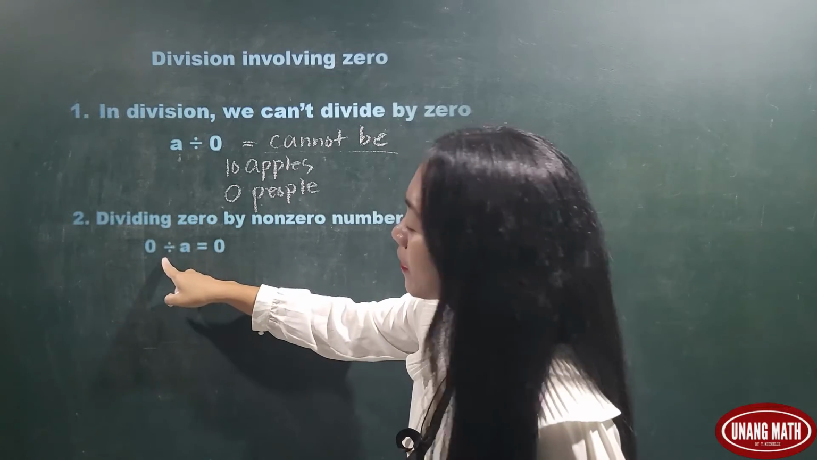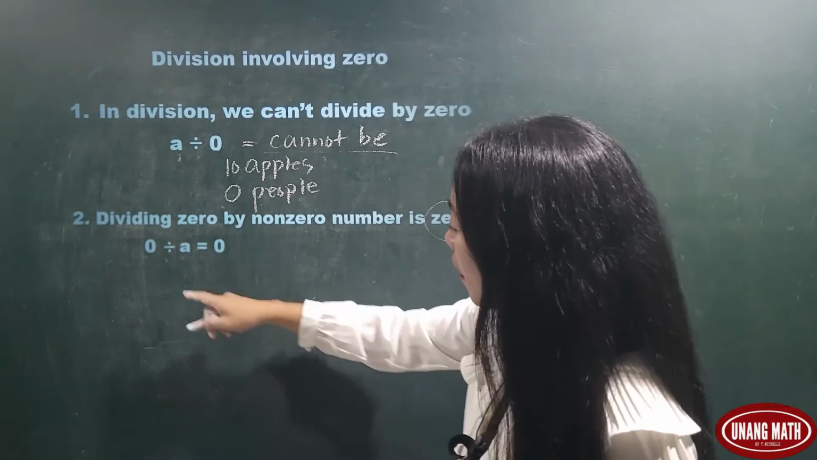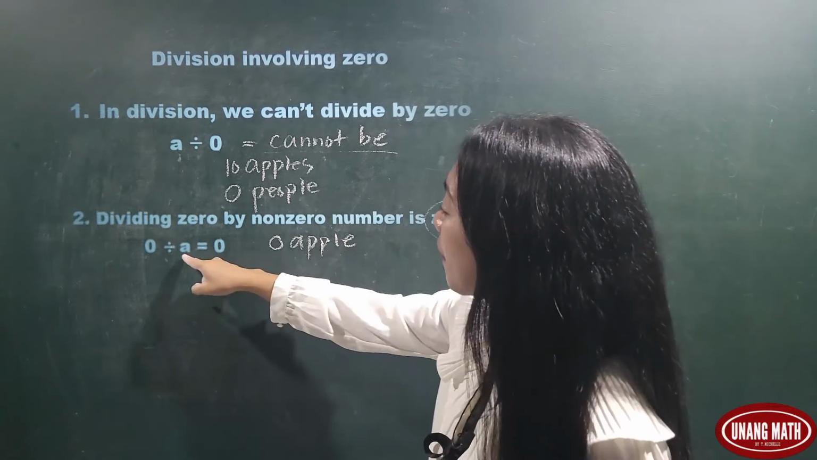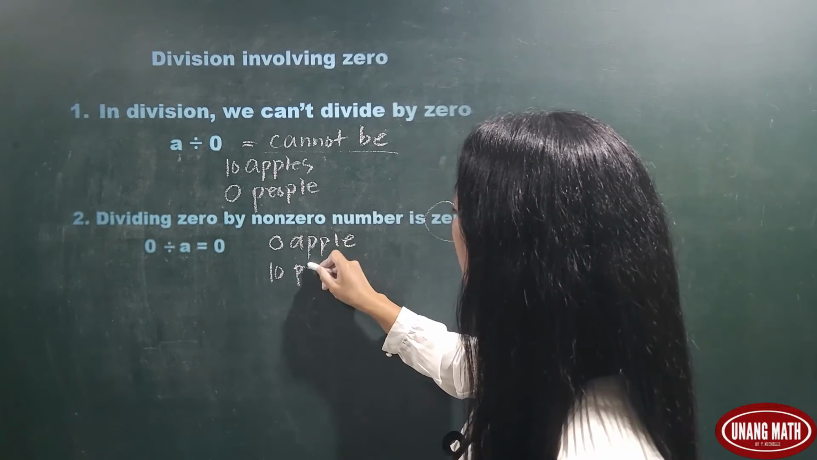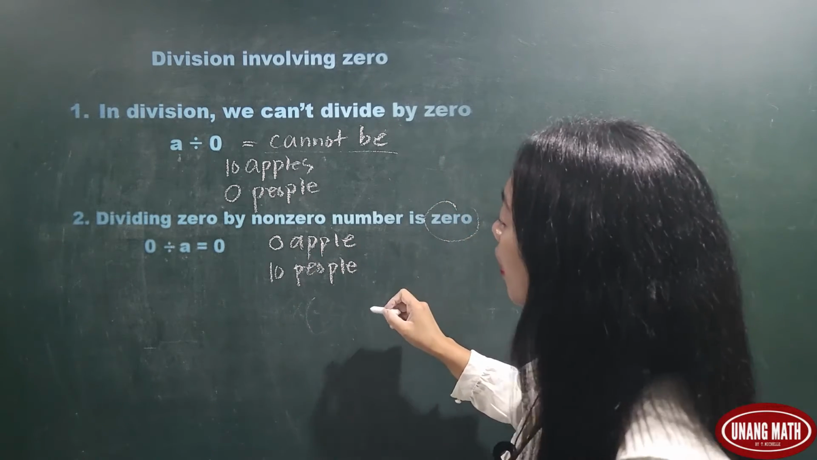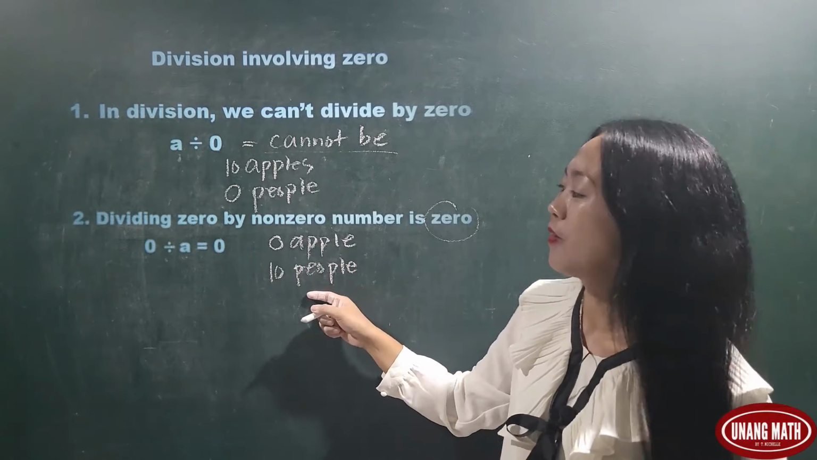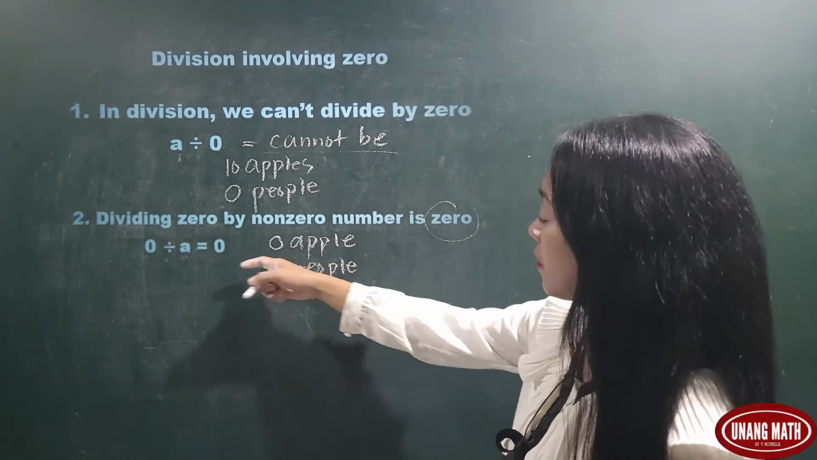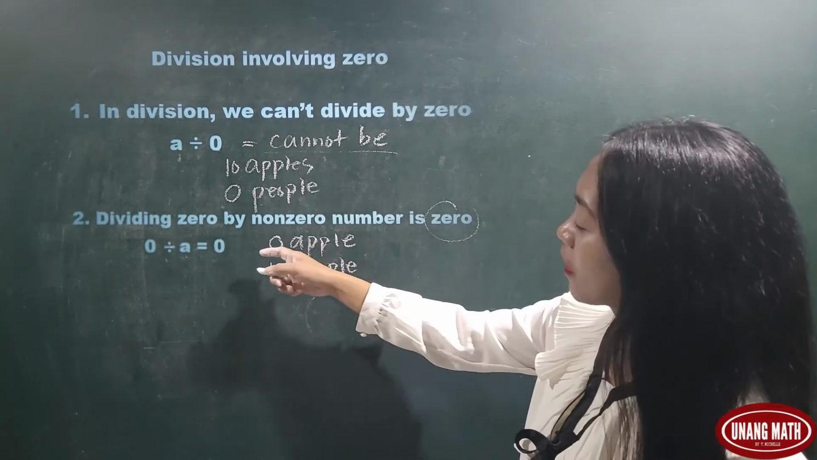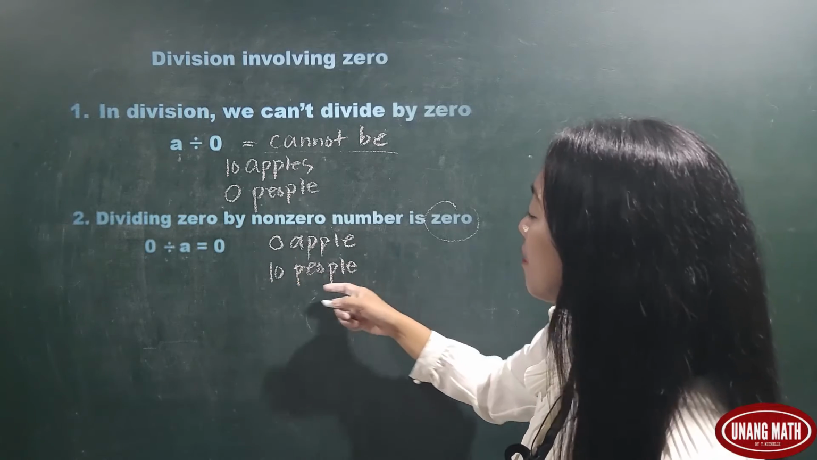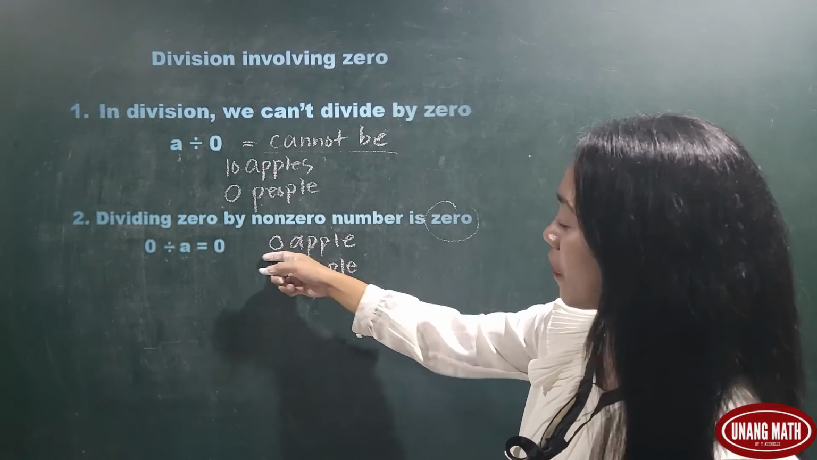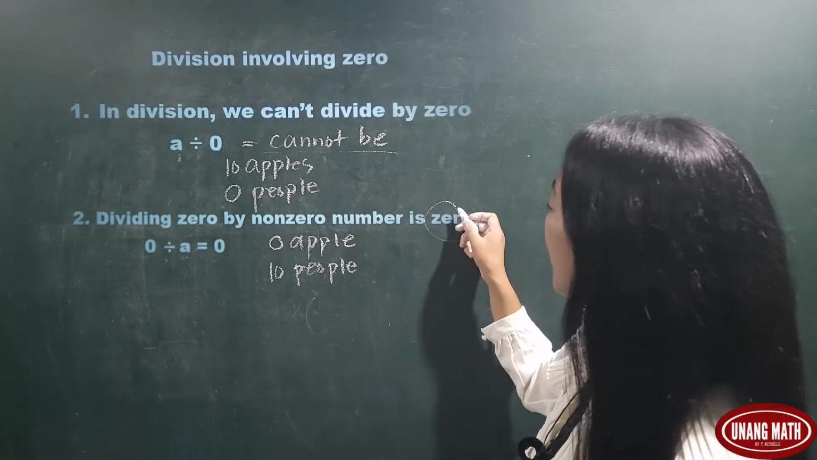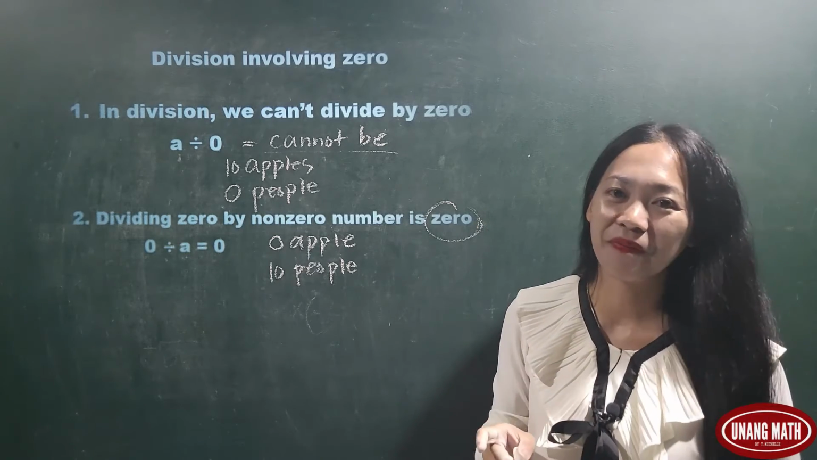Example, 0 divided by a number is equal to 0. Okay, let's say 0 apple divided by 10 people. Okay, 0 apple divided by 10 people. So each person receives 0 apple because there are 0 apples. So how can these 10 people receive if there are no apples? So dividing 0 by a non-zero number, the answer is 0.